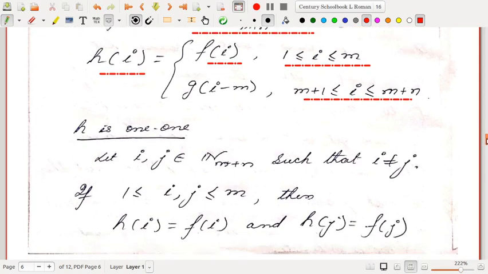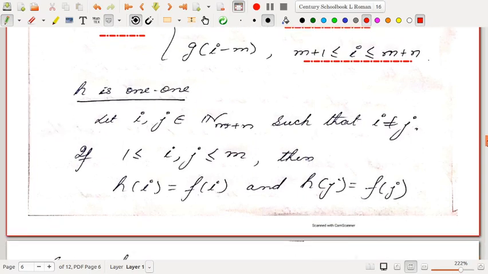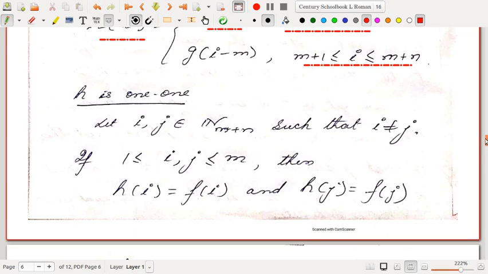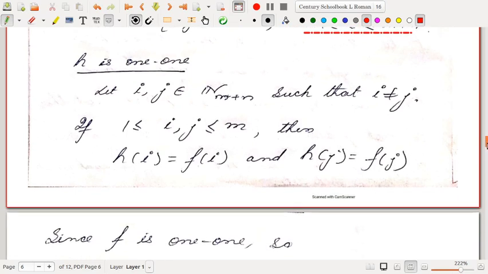So in order to prove that a map is a bijection, we need to start with any two arbitrary elements x and y of the domain which are unequal, and then we have to show that the images are also unequal. That is, distinct elements have distinct images. Okay, that is the definition of a one-one map. Distinct elements have distinct images.